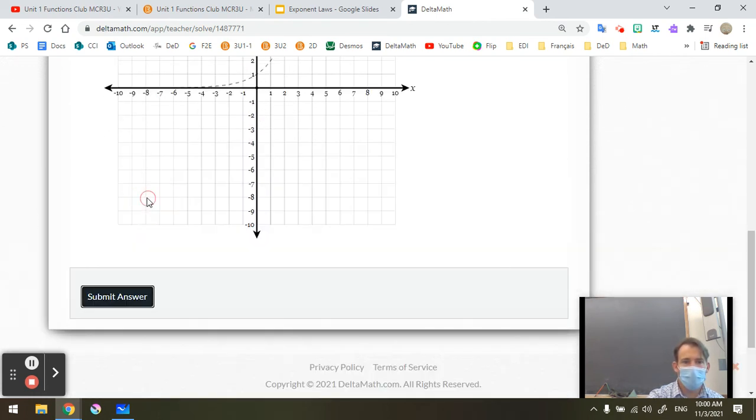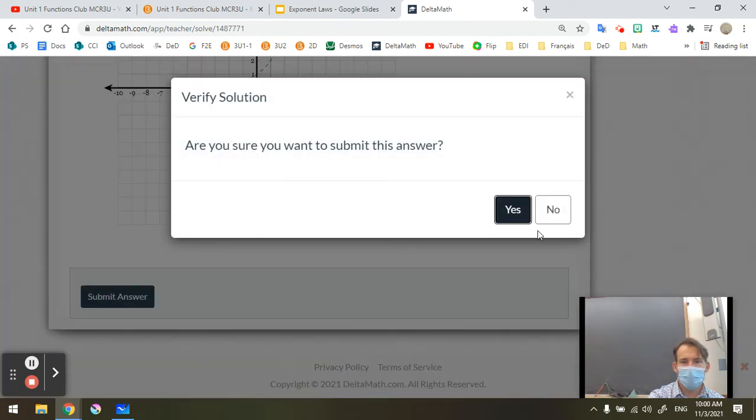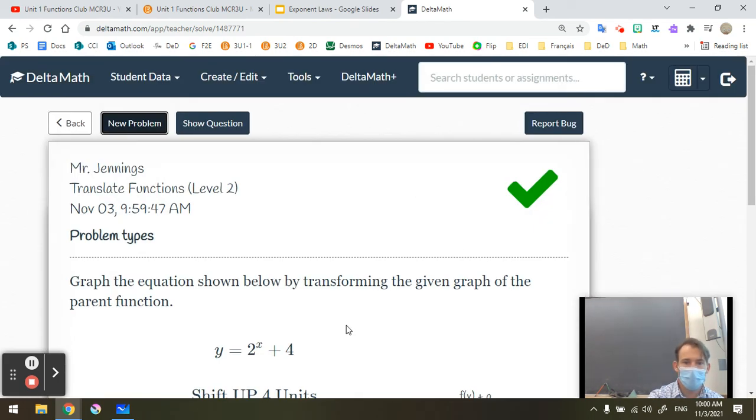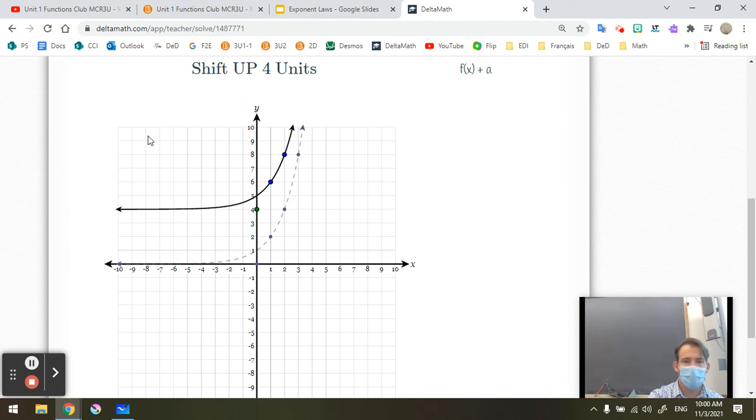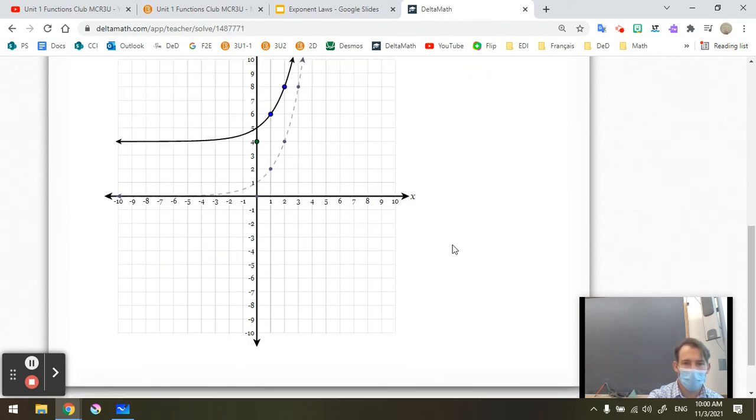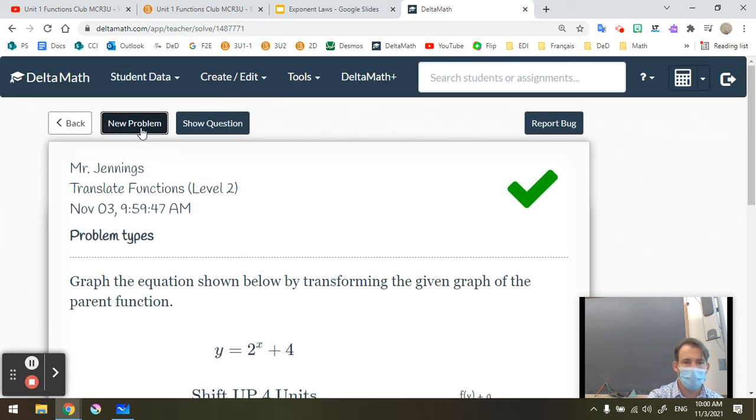And that would be, yes, submit the answer, yes. Yes, that's correct. This means shift up 4 units. So there it is, shifted up 4 units. There you go. That's how we do these types of problems.